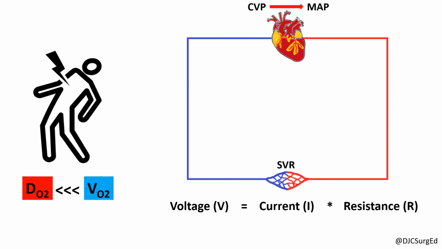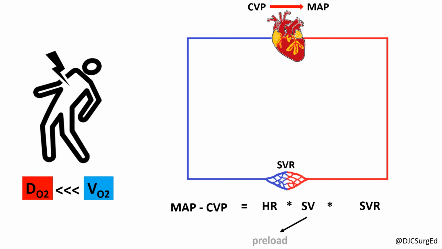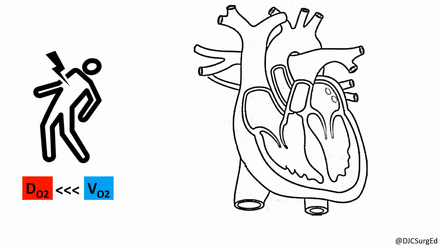In other words, the perfusion pressure, or the difference between mean arterial pressure and central venous pressure, is equal to the cardiac output multiplied by the systemic vascular resistance. Cardiac output is the heart rate multiplied by stroke volume, which is dependent on preload and contractility of the heart. It's difficult to measure preload, so we need a surrogate for this measurement.